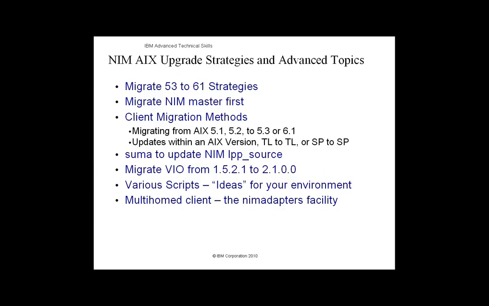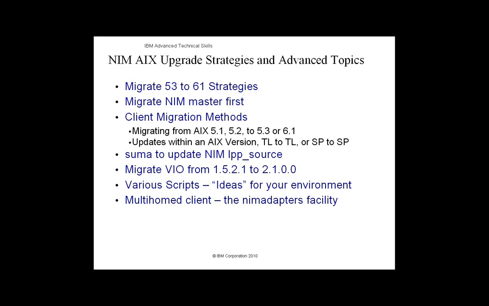Let's look at our agenda here. Well, first we'll talk about migration strategies, and then a little bit about 5.3 to 6.1, could be 5.3 to 7.1. That still applies. And the broad steps, not maybe exactly everything you would do in your environment, but broadly speaking, the steps we take to migrate the NIM master first, and then some methods that we use to migrate clients. And we make a distinction between migrating, where we change version or release from 5.1 to 5.2 or from 5.2 to 6.1, 5.3 to 6.1. That's changing version 5 to 6 or release 5.2 to 5.3.